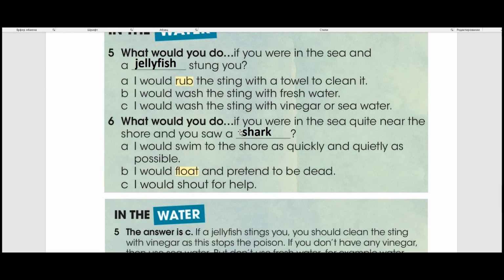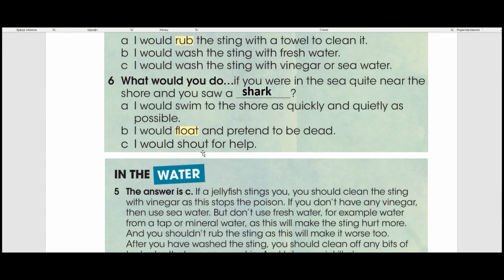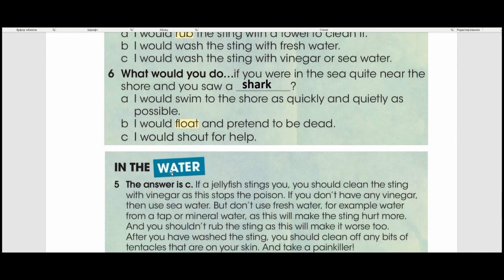Шестое. Что бы вы сделали, если бы вы были в море, рядом с берегом, и вы увидели акулу? Я бы поплыл к берегу так быстро и тихо, как возможно. Я бы... Ну, что такое float? Это оставаться на воде неподвижно. Ну, грубо говоря, плавать без движения, то есть быть на поверхности воды, float, и притворился мертвым, и я бы кричал о помощи. Так, пятое у нас. Ответ это C.